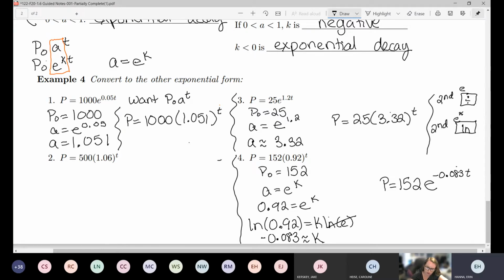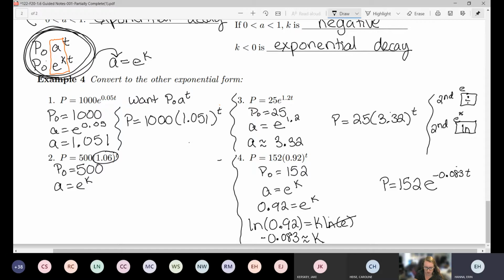P naughts are always going to stay the same. So P naught is just going to be 500. But now, once again, if I want these two forms to be equivalent, the only thing that differs is the a versus the e to the k. So I can use that relationship to find the other thing I need. Well, we're given the a value here. So a is 1.06. So that's going to be equal to whatever e to the k is.